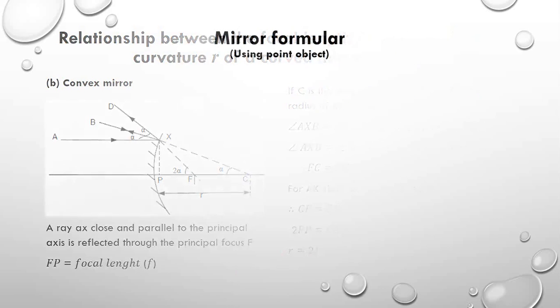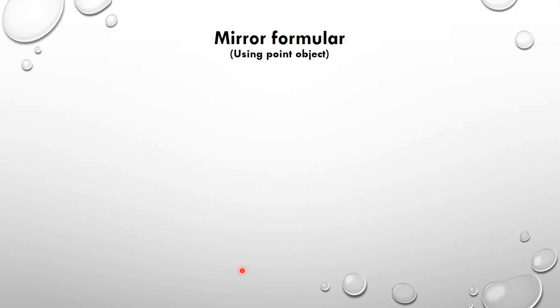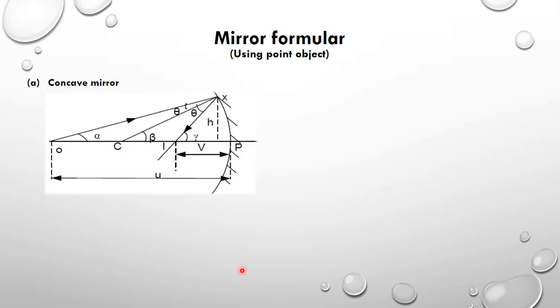Let's look at the mirror formula. We shall derive the mirror formula using a point object. And we start with a concave mirror. So we have a ray from a point object. A ray from a point object is going to meet this mirror surface at X and is going to be reflected according to the law of reflection.